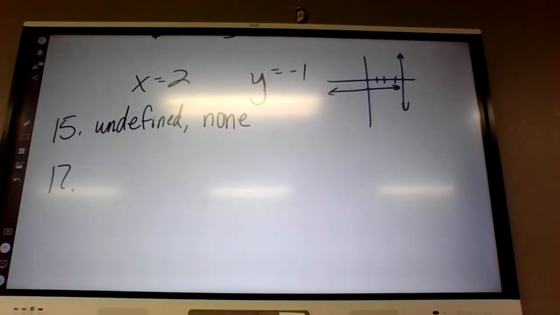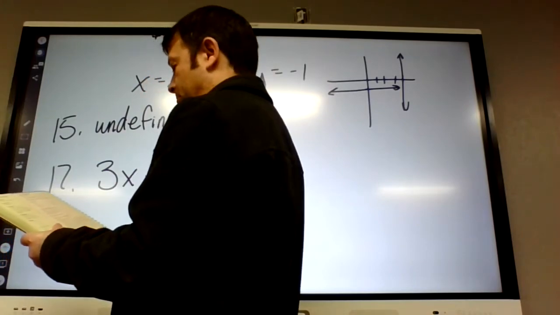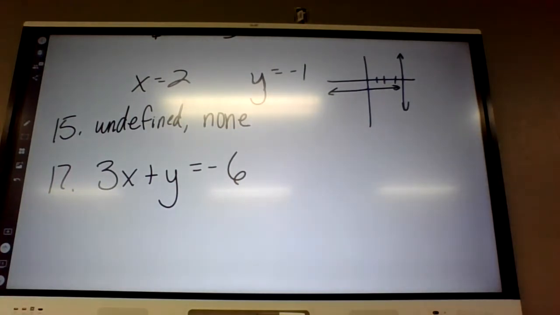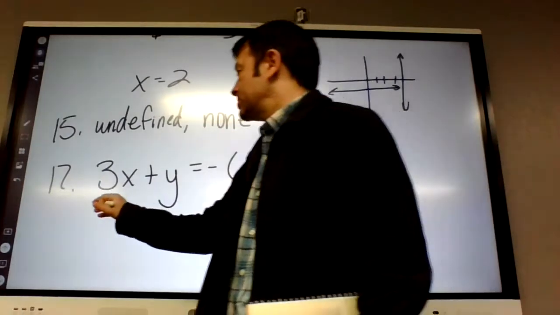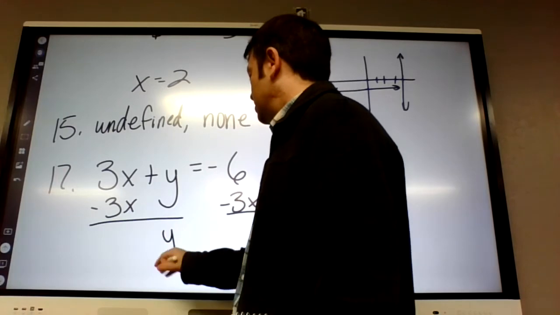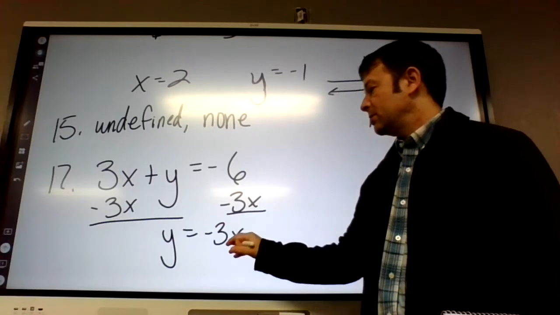Okay, graph each equation using slope and y-intercept. So what's wrong with number 17? Why can't we graph it yet? Because it's not in slope-intercept form. Right. So Easton, what do we have to do first? Subtract 3x. Do these two things mix over here? No. So it'd be negative 3x.